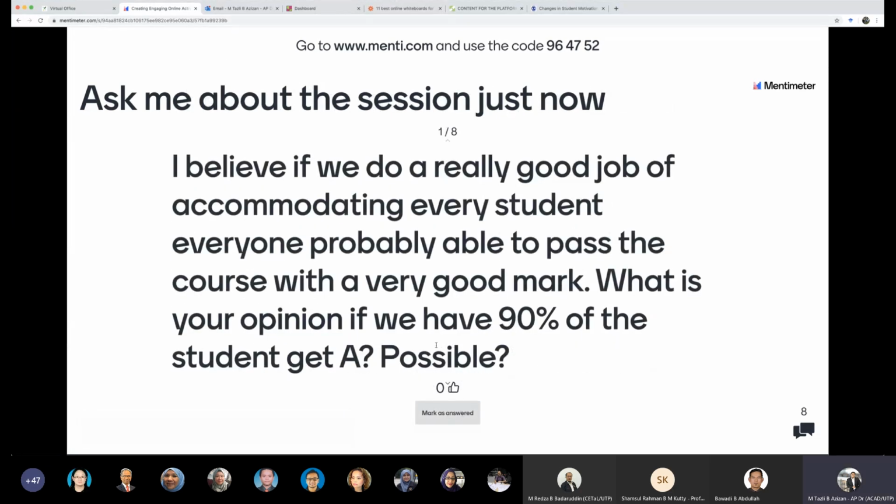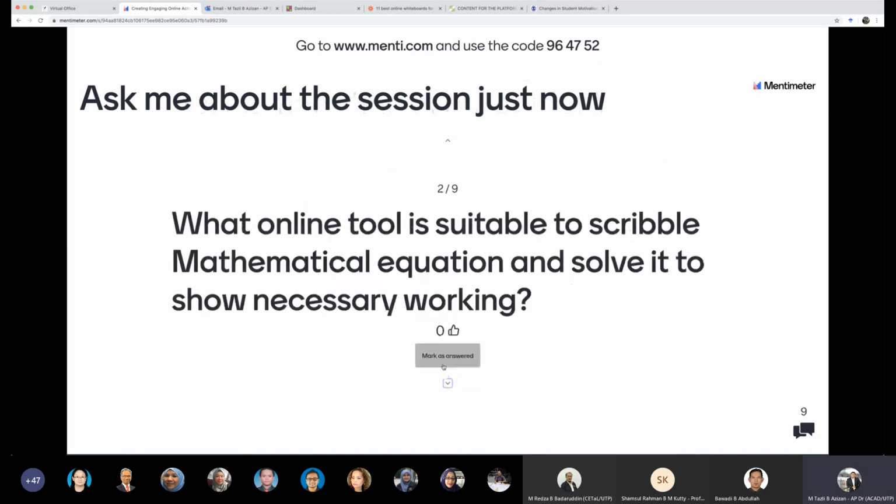Okay, this is already answered. I think, what online tool is suitable to scribble mathematical equations and solve them to show necessary working? I think Wolfram Mathematica, I'm not sure about this, but somebody has responded with Wolfram Mathematica, for example. So I'm not sure whether that is suitable. I haven't tried it, but as for now, I use a very conventional method. The student needs to scan it and upload it back, so I can see the working flow. That's all I can say for my subject.